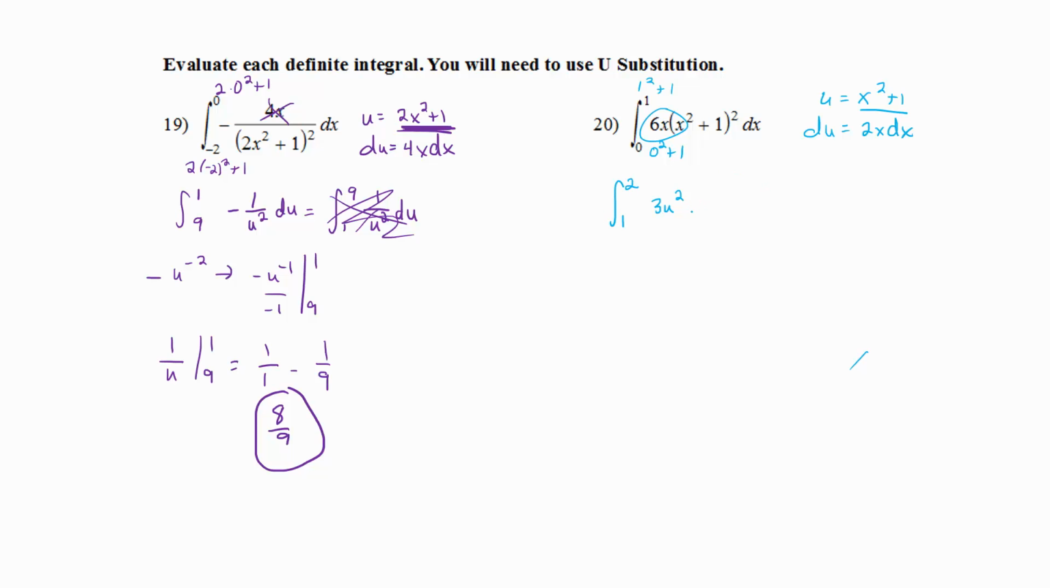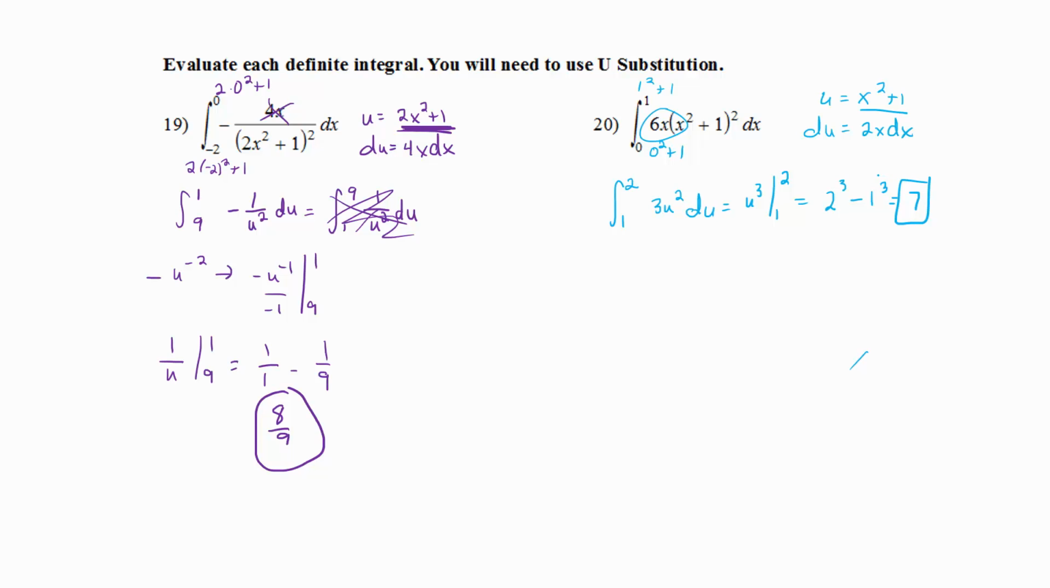We're going to power rule this. So that's 3u cubed over 3, which simplifies to just be u cubed. So 2 cubed minus 1 cubed, which equals 8 minus 1, which is 7. What a lovely answer.